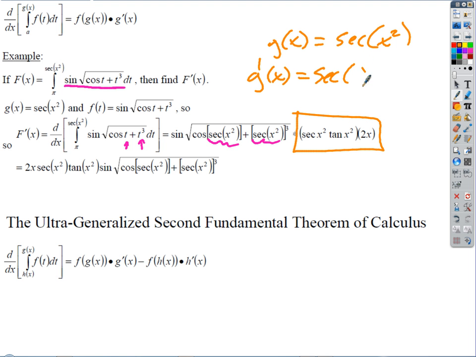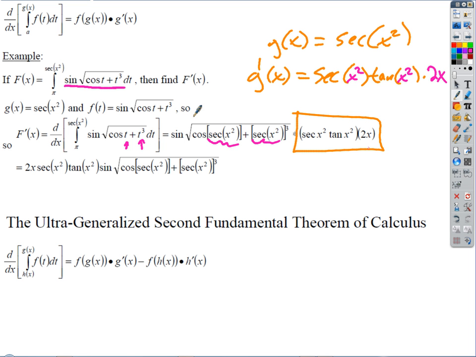So I get secant x squared, tangent x squared, times, if I apply the chain rule and look inside the secant function, the derivative of x squared, which is just 2x. Make sense? And so there's my secant x squared, tangent x squared, 2x. There's g prime of x. That's not a hard problem. It's probably the simplest kind of problem you'll see for the rest of the year, the second fundamental theorem kind, because it's so short. There's very little to do.